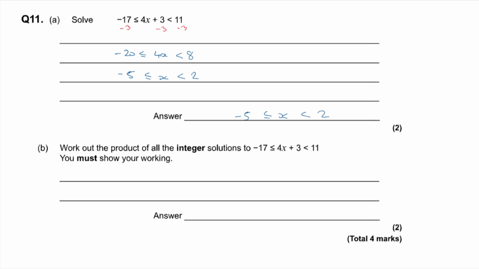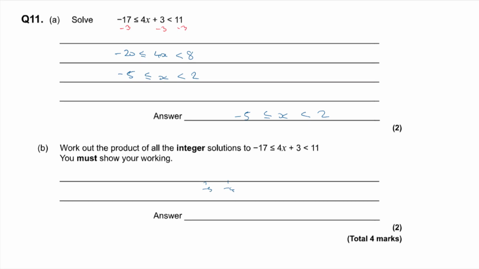Part B says work out the product of all the integer solutions to -17, which is less than or equal to 4x plus 3, which is less than 11. Oh, they do want us to faff around with finding integers after all. Well, we've already simplified it down to -5 is less than or equal to x, which is less than 2. So imagine that as a number line again.